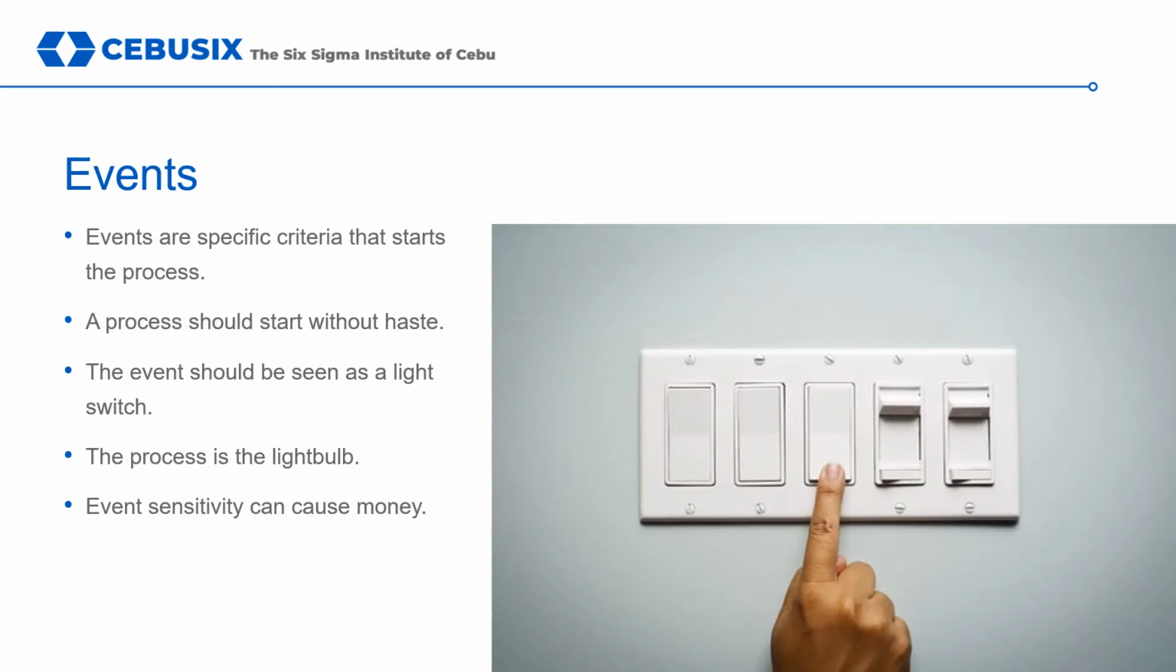Events are specific, predefined criteria or actions that cause a process to begin working. A process that performs well responds to an event just like a light bulb responds to the action of a switch being pulled. Six Sigma teams must determine what events trigger a process because it helps them understand why a process is being performed and whether the process is being run when it isn't needed.